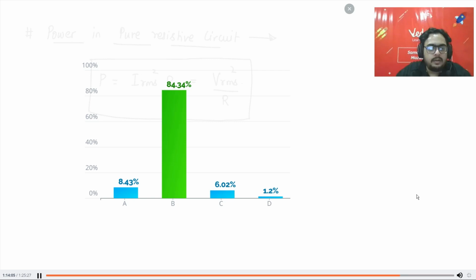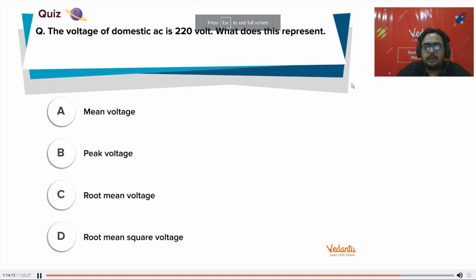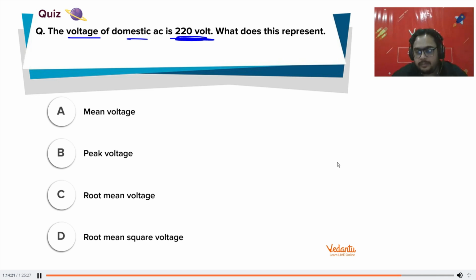Okay, next question. So voltage of domestic AC is 220 volt. What does it represent? Mean value, peak value, root mean value, or root mean square value. You have 4 options. I just told you. Still people will not be able to answer, obviously. Okay. So please start marking your answer. Your time starts now.